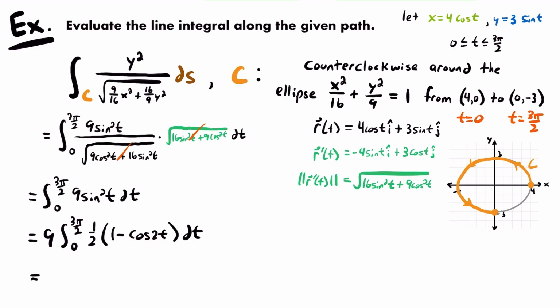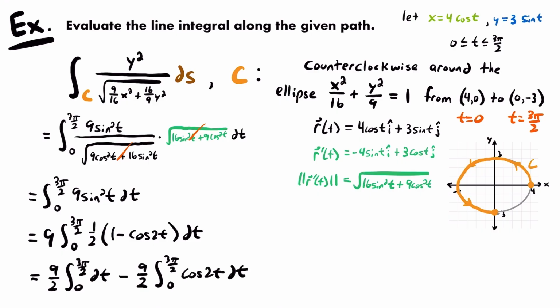This is equal to 9/2 times the integral from 0 to 3 pi divided by 2 of 1 dt. So I'll just write that as dt. And then you are subtracting 9/2 times the integral from 0 to 3 pi divided by 2 of cosine of 2t dt. Now, in order to integrate cosine of 2t, you would technically need to use a u substitution.